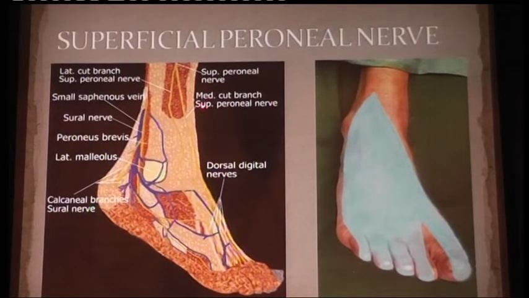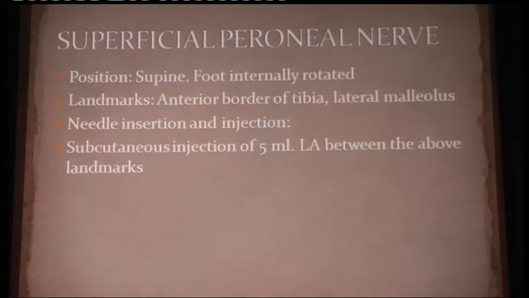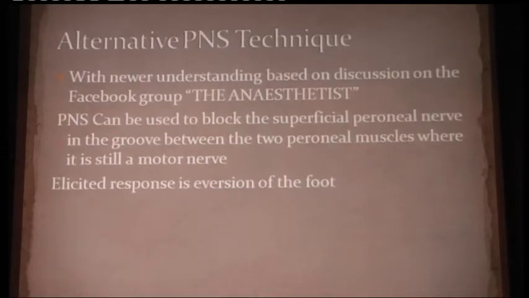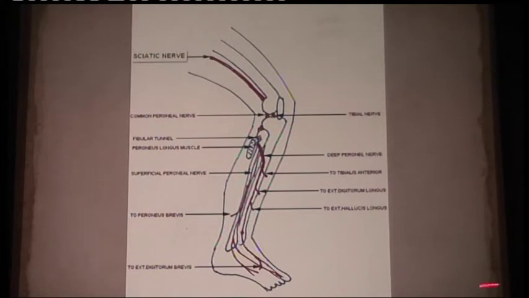This is superficial peroneal nerve and its branches. So previously we injected in a band-like fashion above the lateral malleolus. So I will directly go to the alternative PNS technique. The entry point is in between the two peroneal muscles. This is the course of the sciatic nerve. It divides into two, tibial and common peroneal. Common peroneal goes here. It curves around the fibular head, divides into two. The superficial peroneal is in between the two peroneal muscles, where it can be blocked at the junction of the middle and distal 1/3.